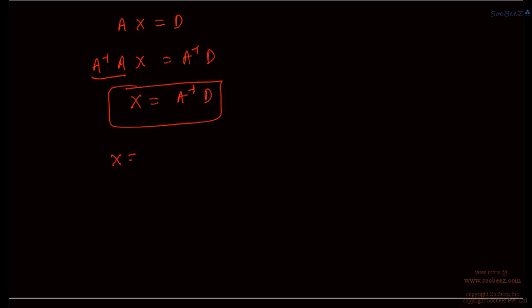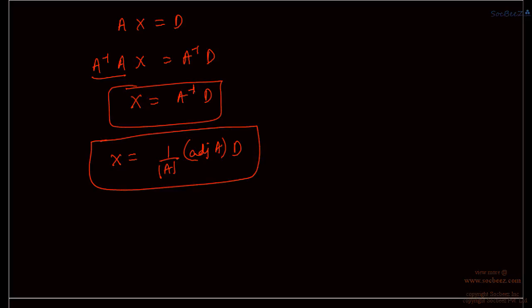or in other words, just doing this much will solve my system of equations here. A inverse can be further simplified as 1 by mod A adjoint A. So X is 1 by mod A, adjoint A into D. I just take the adjoint of my coefficient matrix and multiply it with D, right? And I divide the whole thing with the determinant of A, and that gives me the solution to my unknowns. Okay. So this is actually known as the matrix method.